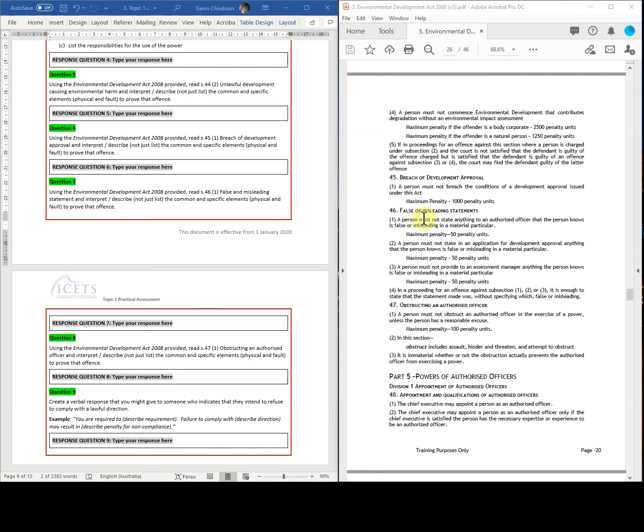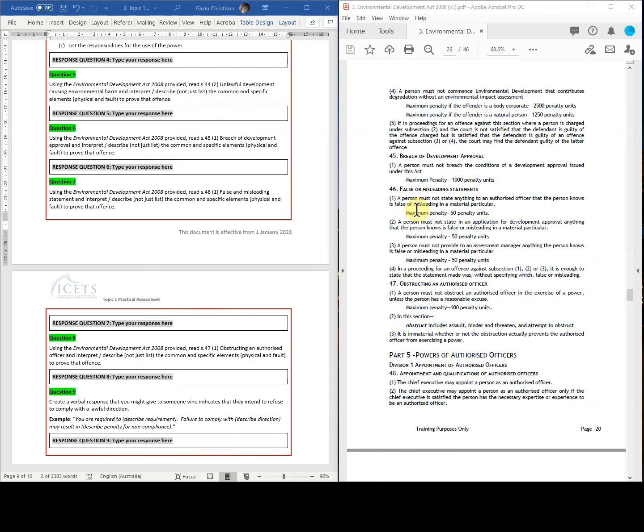Question 7 relates to section 46, subsection 2, false or misleading statement. Again, quite a short offence provision. But when we're looking at it, we'd be looking for you to identify 4 elements, 2 physical elements that relate to the statement, and one of the physical elements will incorporate the common elements of date and location. Same with section 45, subsection 1. One of the physical elements will incorporate common elements of date and place. We also have to utilise the common element of the person criminally responsible.